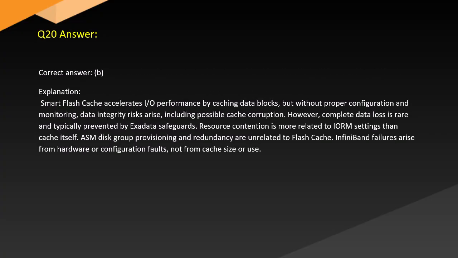Answer. Correct answer: B. Explanation. Smart Flash Cache accelerates IO performance by caching data blocks, but without proper configuration and monitoring, data integrity risks arise, including possible cache corruption. However, complete data loss is rare and typically prevented by Exadata safeguards. Resource contention is more related to IORM settings than cache itself. ASM disk group provisioning and redundancy are unrelated to flash cache. InfiniBand failures arise from hardware or configuration faults, not from cache size or use.